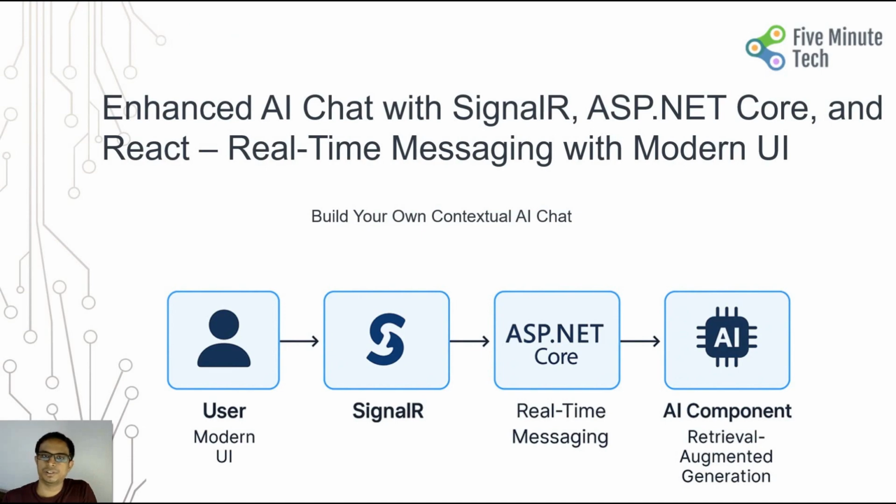Today we will be talking about enhanced AI chat with SignalR, ASP.NET Core and React. It will be a real-time messaging application with a modern UI, and it's towards building your own contextual based AI chat. So we'll be building on top of what we learned in the last video, and we'll be taking it forward in the form of a real-time messaging system through SignalR to the user through the React application UI.